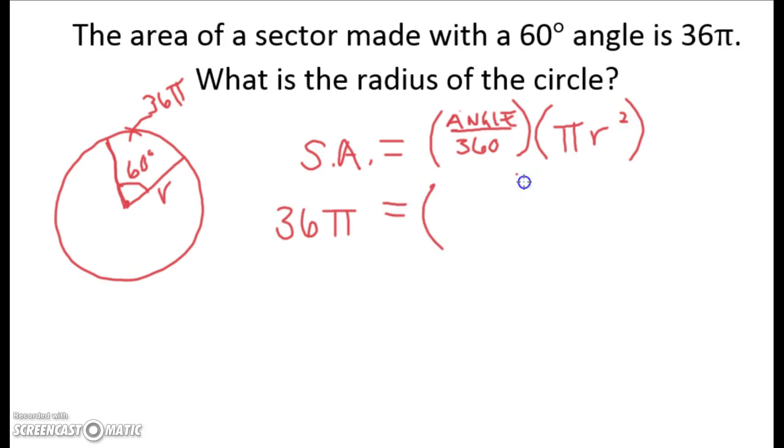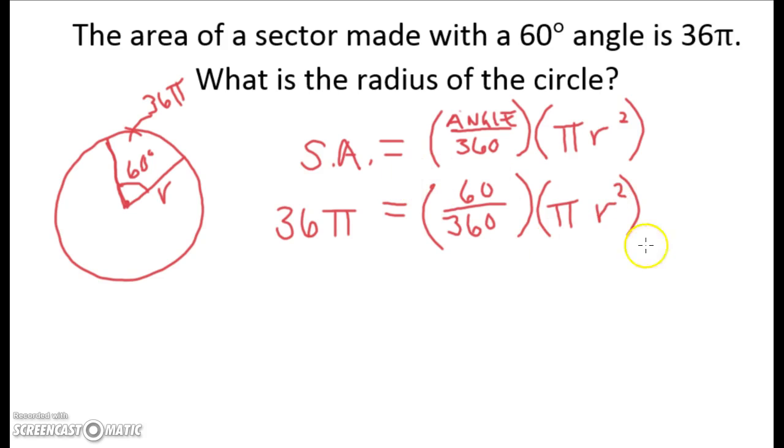All right, and then I'm going to see if I have any more of this information. Do I know what the angle is that makes up that sector? I do. It's 60 degrees. They gave it to me in the problem. So that's 60 out of 360. Pi is not a variable. Pi is just a number. It's a button in your calculator. But r is what we're solving for.